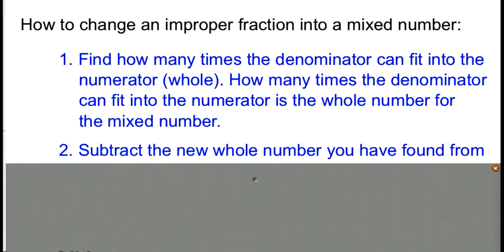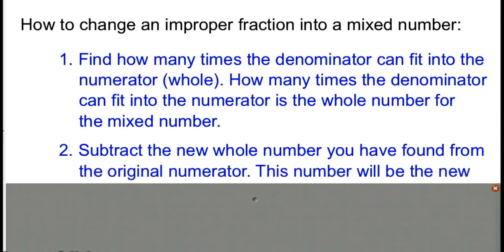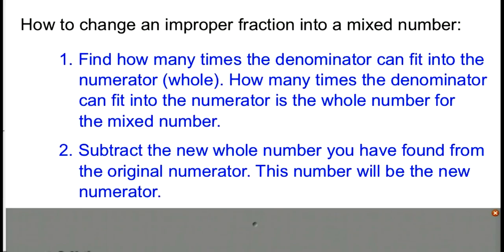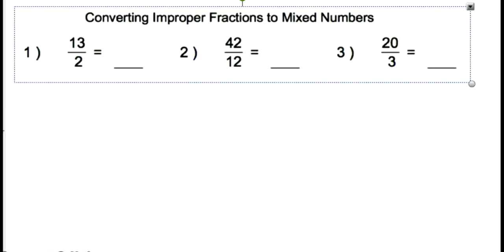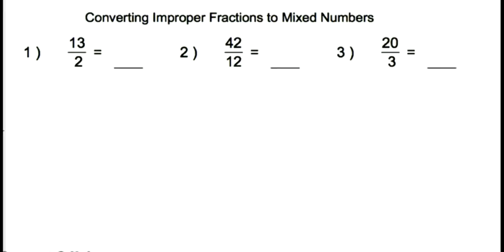In part 2, you're going to subtract the new whole number you have found from the original numerator. This number will be the new numerator. And then the denominator, 3, is going to stay the same. So, converting improper fractions into mixed numbers.